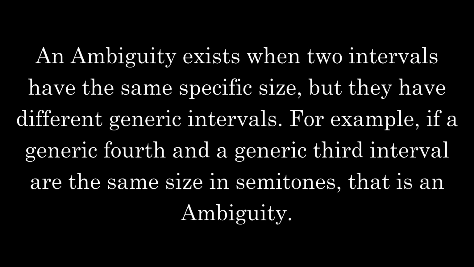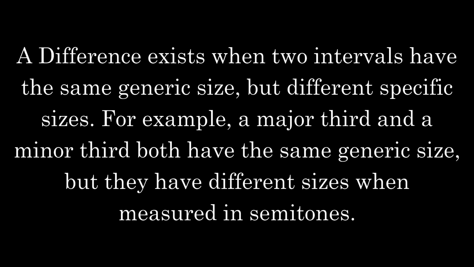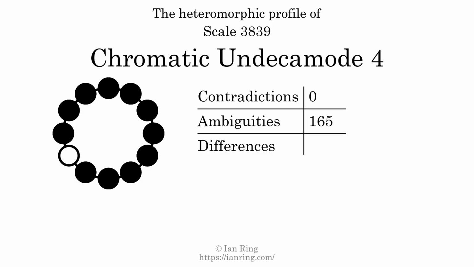An ambiguity exists when two intervals have the same specific size, but they have different generic intervals. For example, if a generic fourth and a generic third interval are the same size in semitones, that is an ambiguity. The number of ambiguities in this scale is 165. A difference exists when two intervals have the same generic size, but different specific sizes. For example, a major third and a minor third both have the same generic size, but they have different sizes when measured in semitones. The number of differences in this scale is 220.